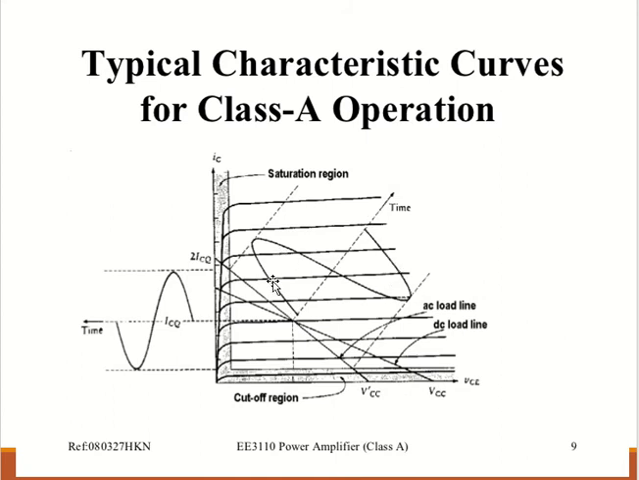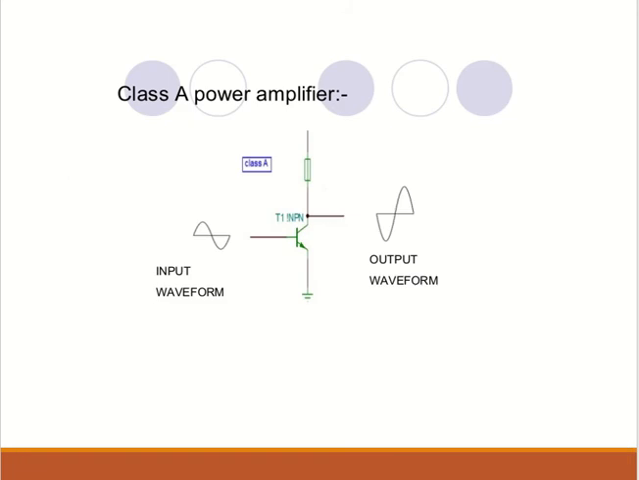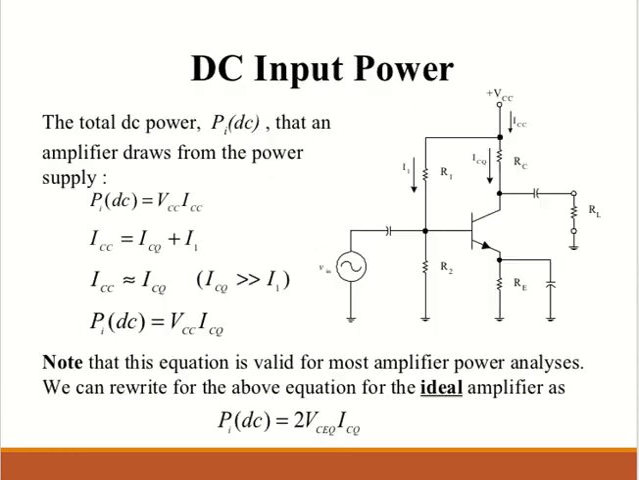In case of Class A amplifier, the output is an exact replica of the input signal, but there is some phase shift. Here we can see there is some phase shift. The input waveform has the positive half cycle, but in the output we have the negative half cycle. The signal is amplified, but it is in the negative half cycle due to the phase shift due to the transistor. So next we will discuss the DC.